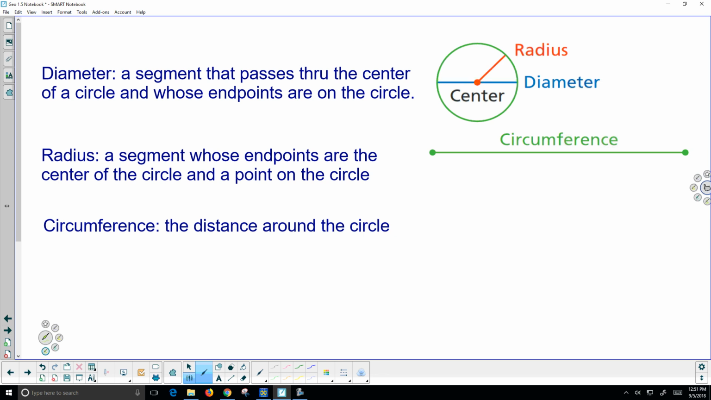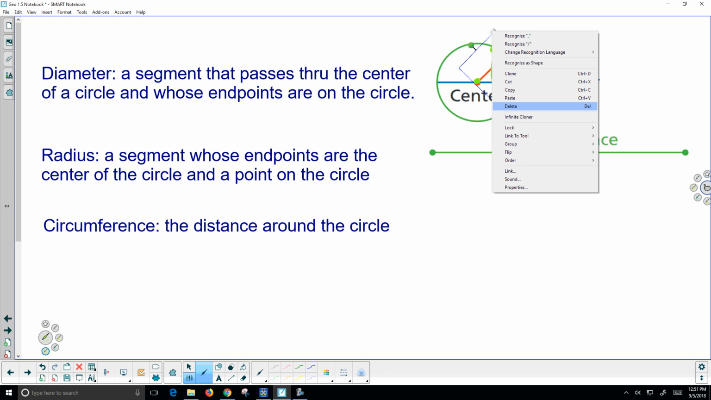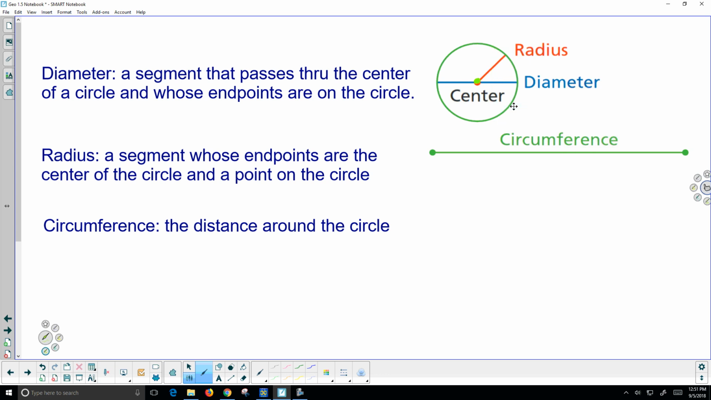The radius is a segment whose endpoints are the center of the circle and a point on the circle, and it's the segment that connects those. And there are literally an infinite number of radiuses in here. So I can take this and I can kind of twirl it around. Oh, apparently I can't twirl it around. Disregard. That bit of smartboard magic isn't working. But there are radiuses that go from the center to the outside of the circle all over the place. So these are all radiuses or radii.